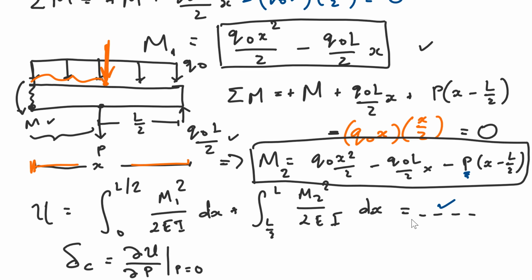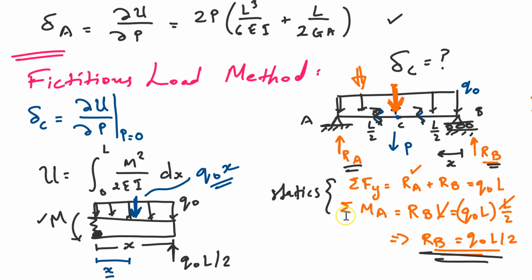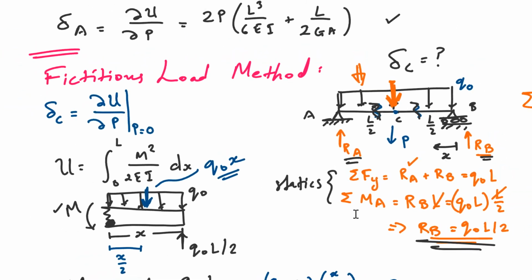So in fact, the procedure is simple, and this is a valid method to find the deflection. So I'm not going to do it because it's very tedious, but I'm just outlining the steps. And this whole method is called the fictitious load method, okay? So we've covered quite a bit in this video.